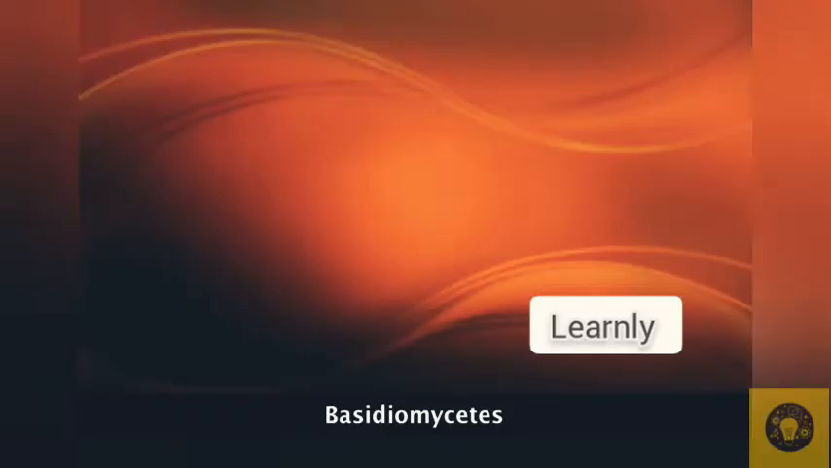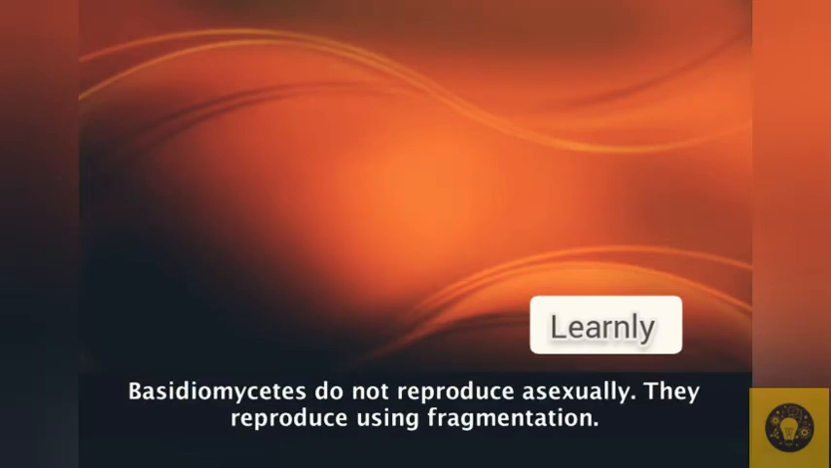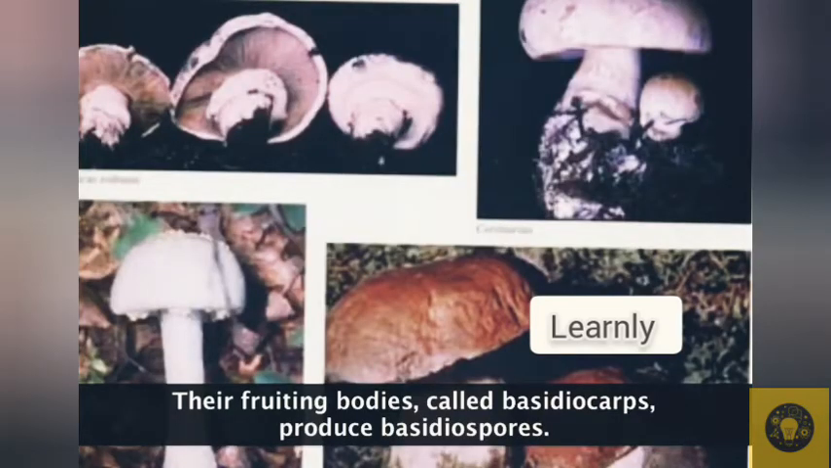This group includes principally the mushrooms, puffballs, and plant parasites such as rusts. This group generally does not exhibit asexual reproduction and commonly reproduces vegetatively using fragmentation. Their fruiting bodies are called basidiocarps, which produce basidiospores.